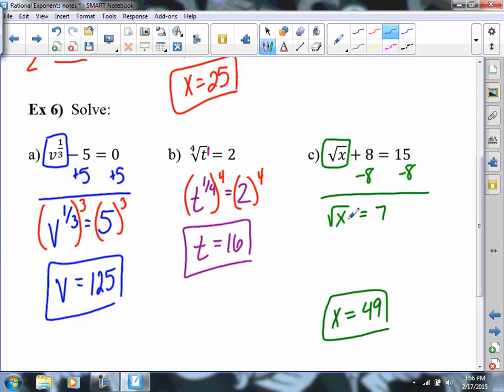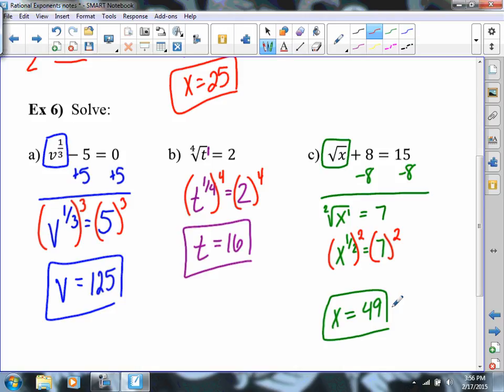But I want to go through this middle part here where we rewrite it, because this is a square root of x to the 1st power. So this is really x to the 1/2 equals 7. And then to get rid of that 1/2, I'm going to square it. And then 7 squared is 49.